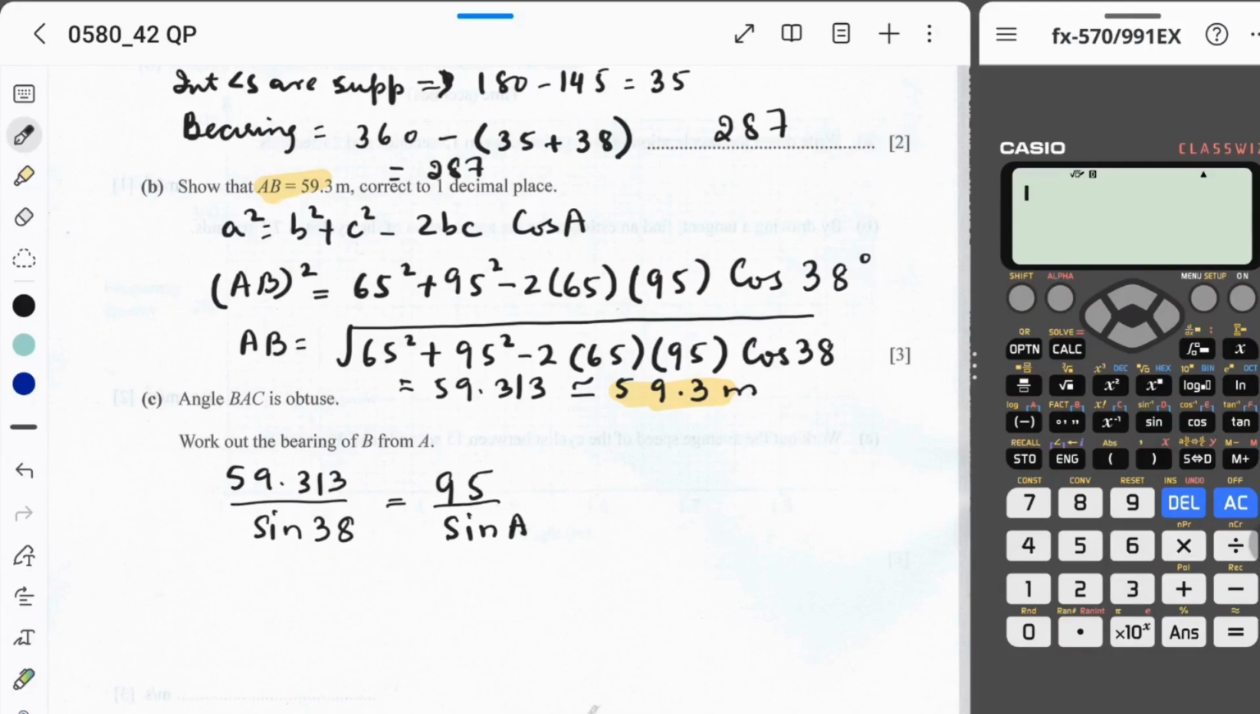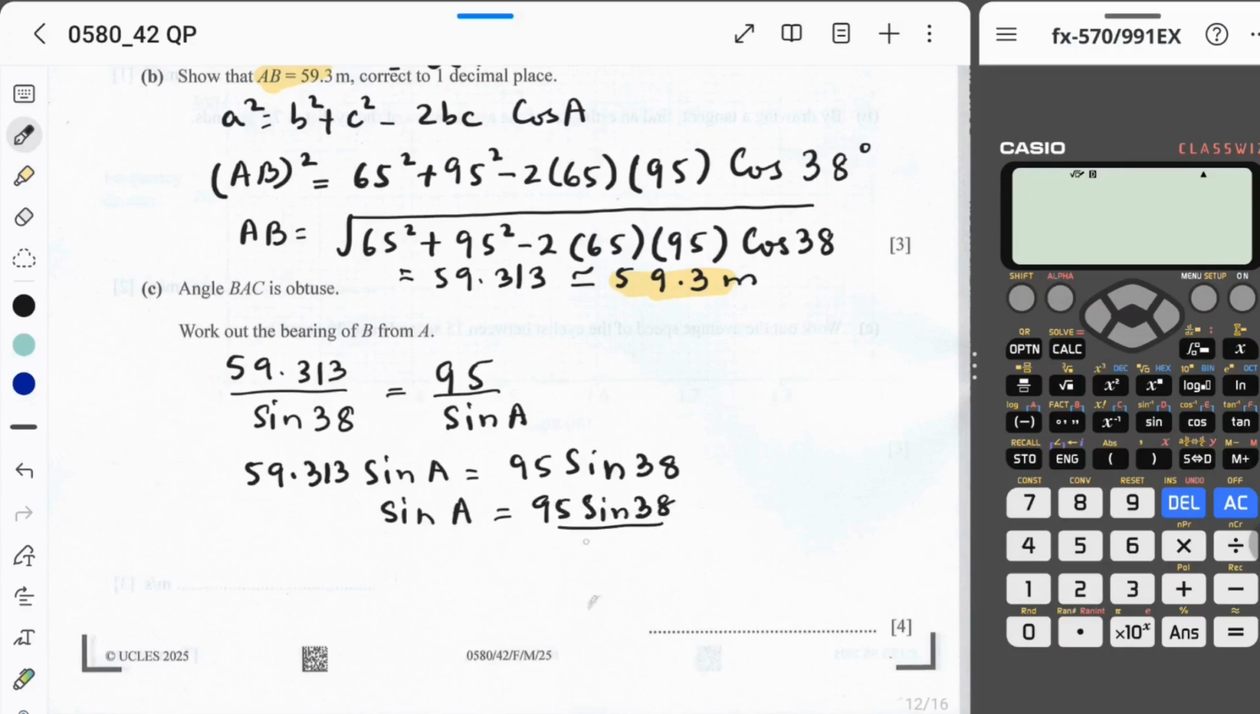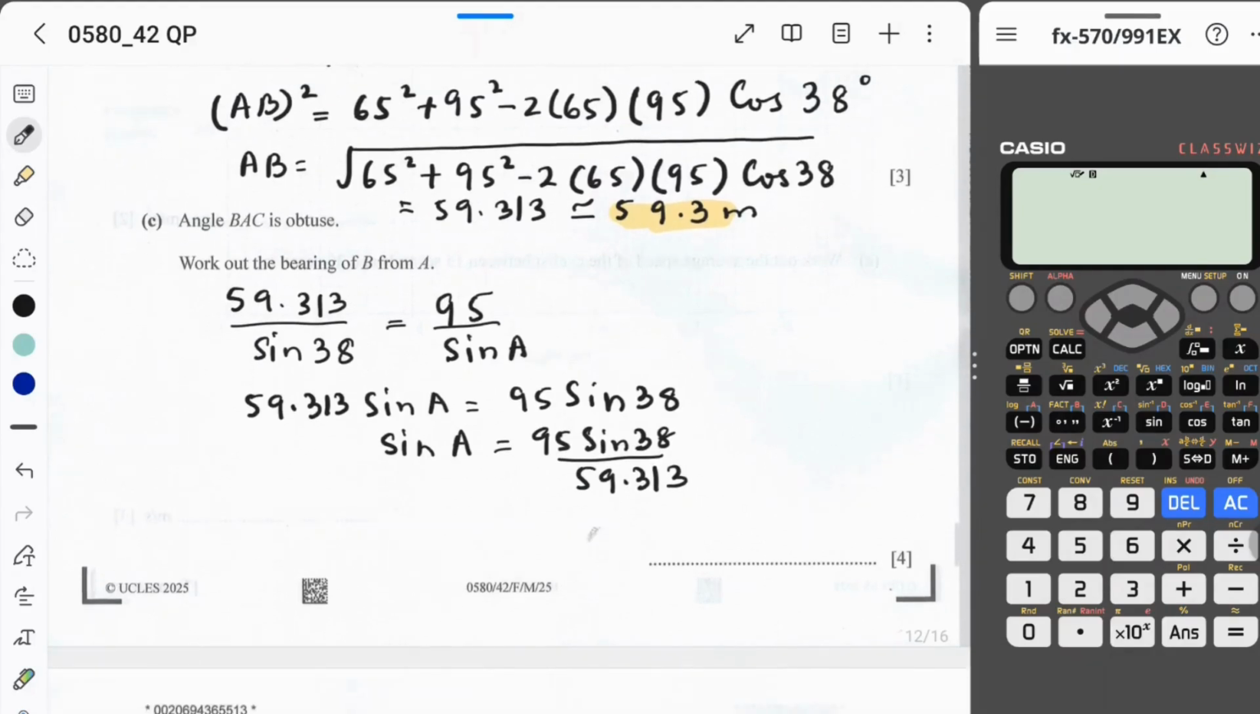Just simply cross multiply and get your answer. Because of the equal sign in the middle, 59.313 sine A is equals to 95 times sine 38 degrees. Sine A is equals to... you divide with 59.313 because it was multiplying there. For more accuracy, it's of 4 marks. You can find out the result also there, how much it is.